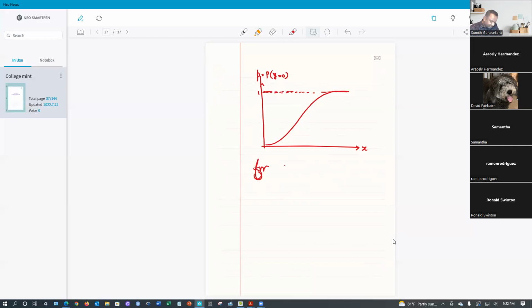If I write this, p equals 1 over 1 plus e to the minus (b naught plus b1 x), with only one x. Okay, I'm going to use only one x for my convenience rather than drawing this in 2-3 dimensions. See, like that. That's the probability graph.